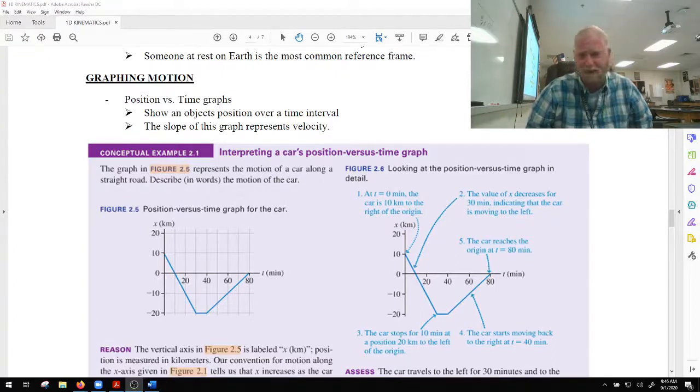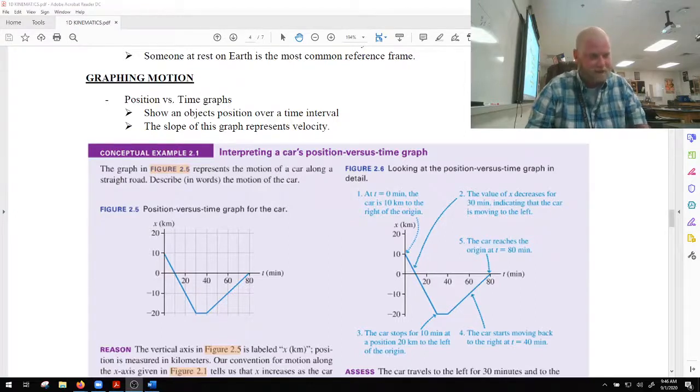So there are going to be three types of graphs within kinematics that you're going to have to be comfortable with: your position versus time, your velocity versus time, and your acceleration versus time. Now, our position versus time graph shows the object's position over a certain time interval.